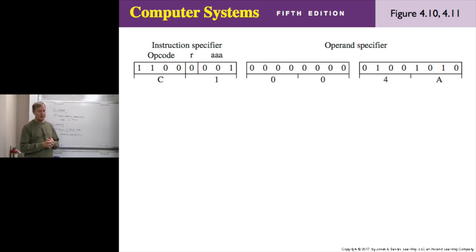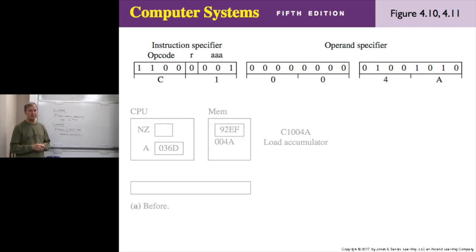So in this first part of the figure, we have the instruction written out all in binary. And we've indicated here on the figure which part is the opcode, which part is the register R field, and which part is the register AAA field. Is everybody clear on that? So the opcode is 1100, the R field is 0, and the AAA field is what? 001, which indicates what kind of addressing? Direct addressing. Are you with me? Okay. And what is the operand specifier in hex? 004A.